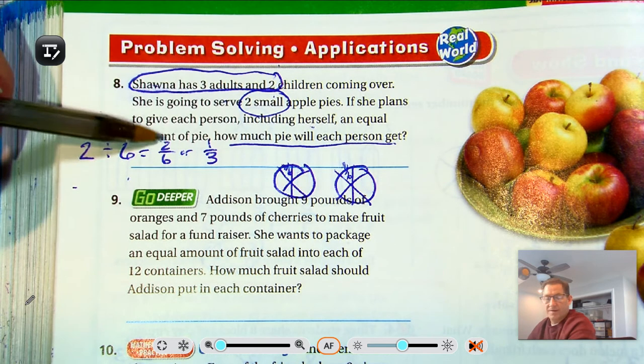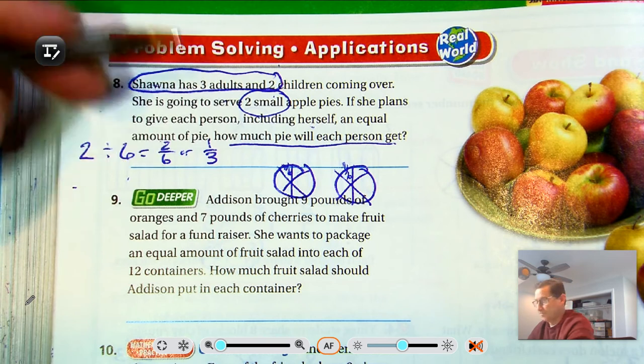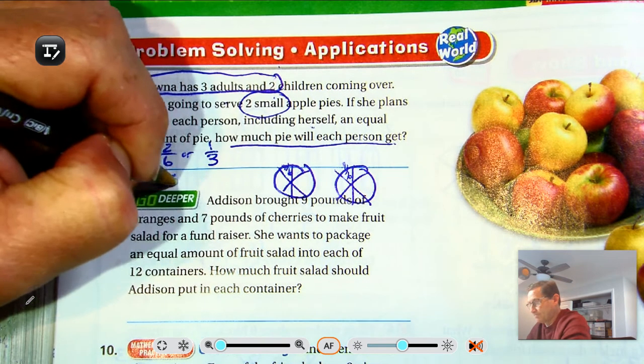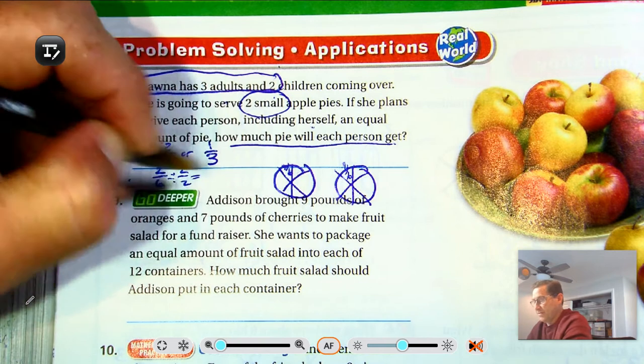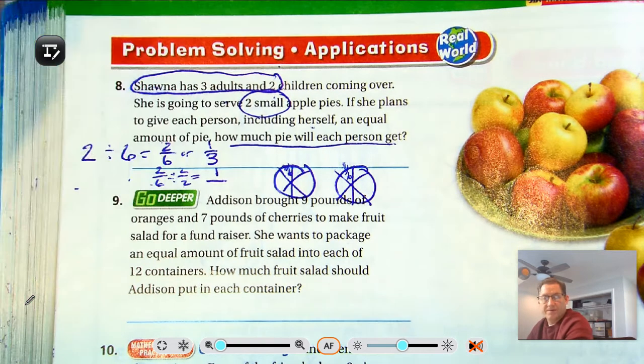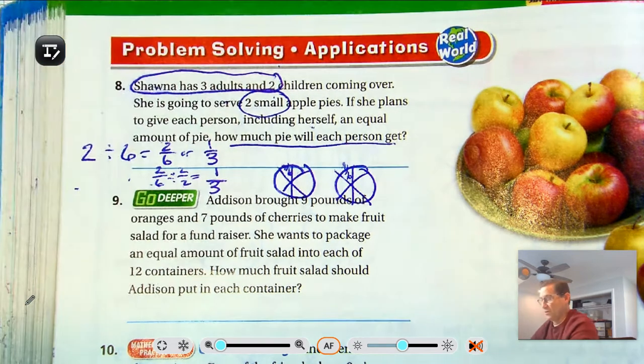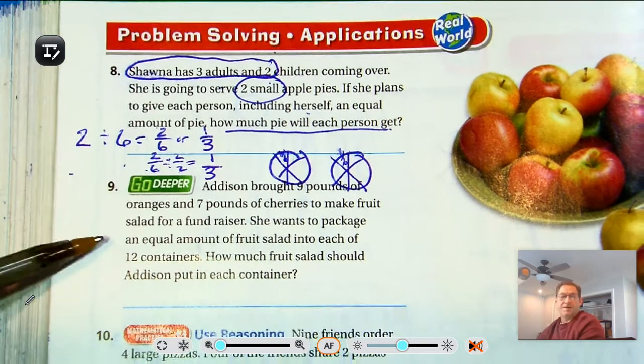I can reduce 2/6 by dividing by 2 and 2. Let's go ahead and show that. 2 divided by a factor of 2 is 1. 6 divided by a factor of 2 is 3. So 1/3.